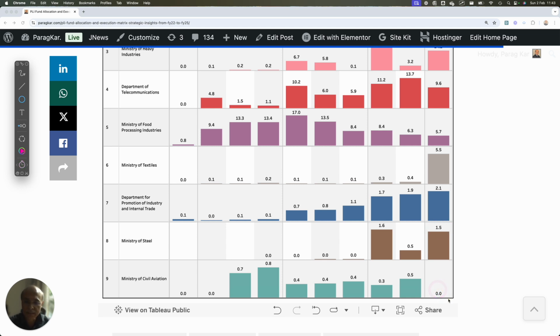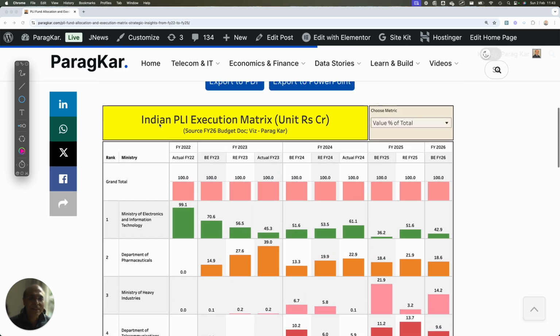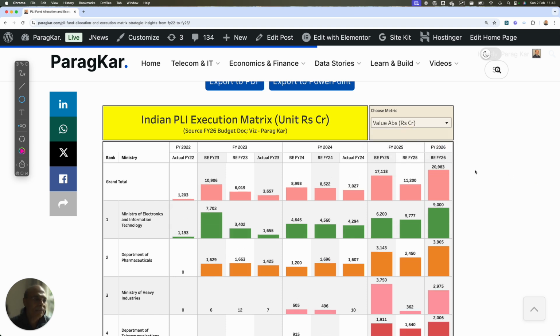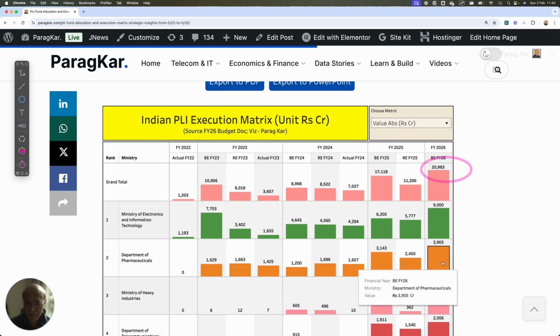So this is, in a nutshell, the story of PLI. It looks like we are ramping up slowly. And because this year we have made a projection of roughly around 21k crores for the overall spend, which I think is not going to remain at that level. We might achieve around 80% of what we have targeted. This is what the experience is telling us.